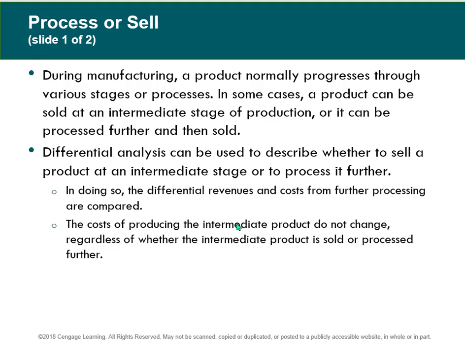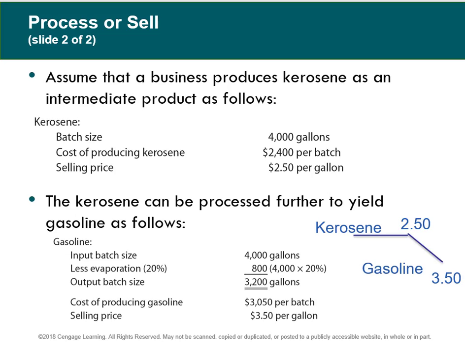Okay, so what we look at are just differential revenues and differential costs. If the increased revenue from producing it further is greater than the increased cost, then it's worth doing. The main costs of getting up to that break-off point don't change regardless, so they don't make any difference. So here's an example: a business produces kerosene as an intermediate product as follows.